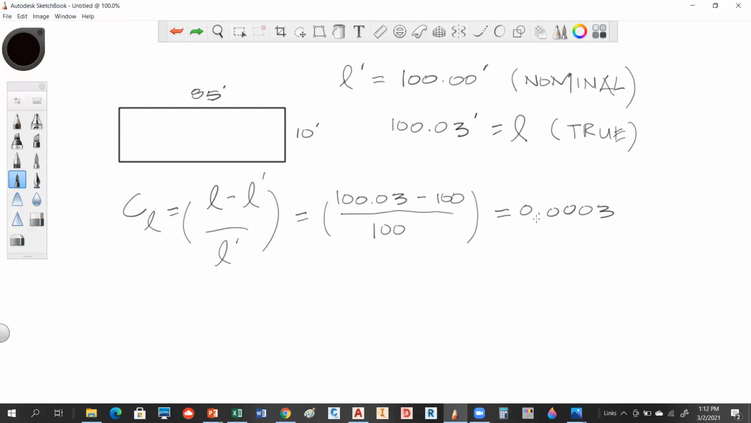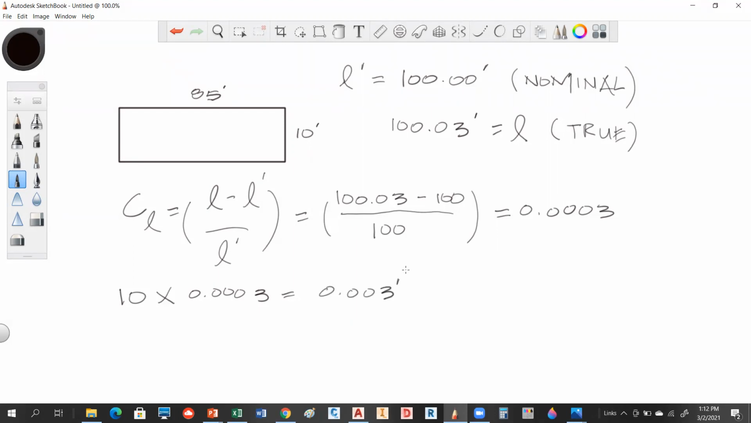So what is this number saying? This says that in 1 foot, you got that amount of error. In 2 feet, it's going to be 2 times that. In 10 feet, okay, so if we multiply that by 10, what do we get? It'd be 0.003. So in other words, that is the amount of error in 10 feet.